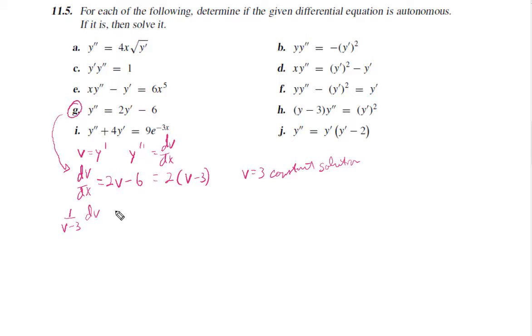Multiply both sides by dx, and do the integral of both sides. So on the left we get the ln of v minus 3, and on the right we get 2x plus some constant. We can do the natural exponential of both sides and get v minus 3 equals, now this is going to be e to the 2x times e to the c1. We will replace e to the c1 with a c2.